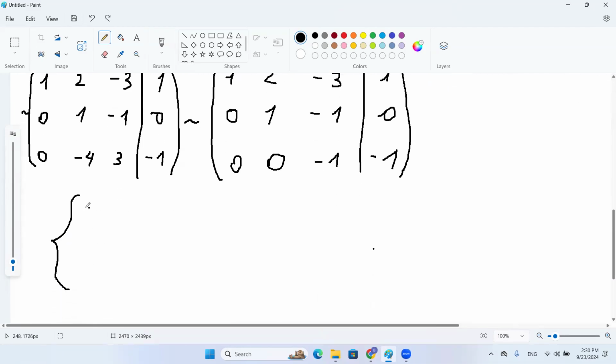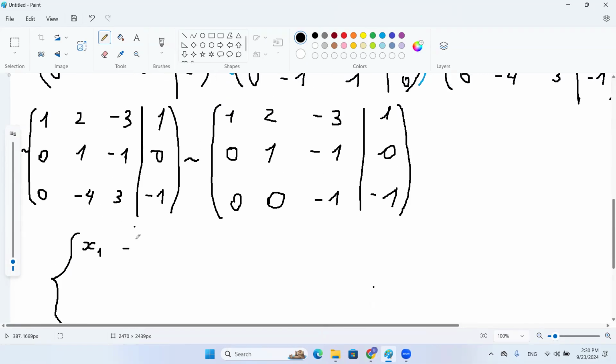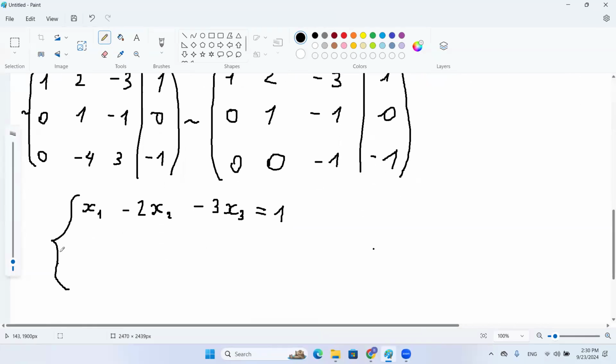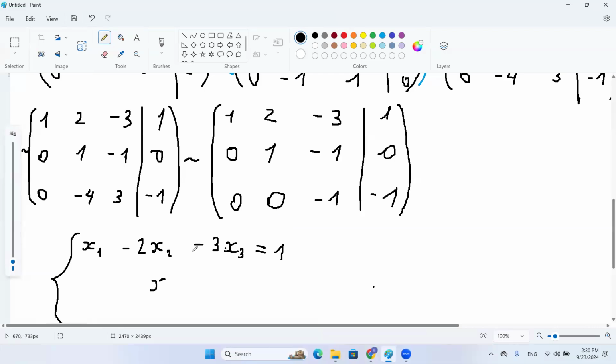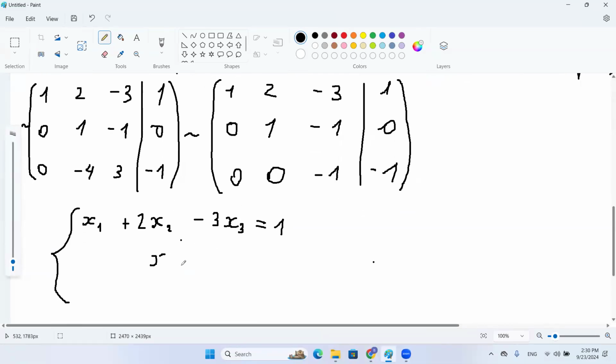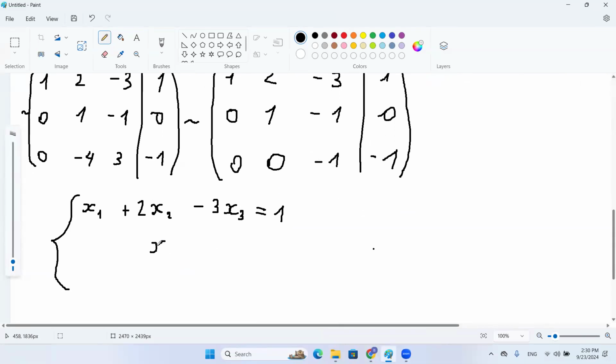So just x1 minus 2x2 minus 3x3 equals 1. No, in first row is incorrect. We plus 2x2. Thank you for your attention. Yeah. Losing sign is a bad practice.